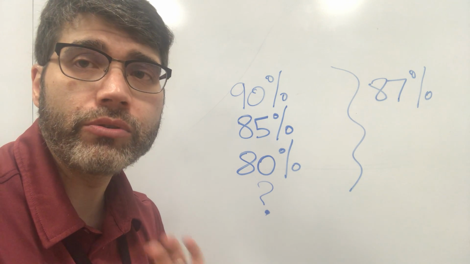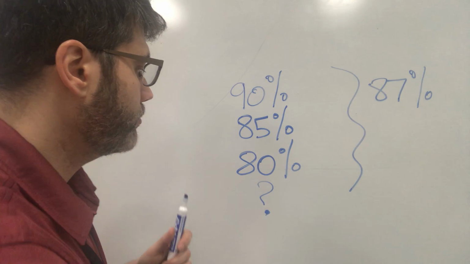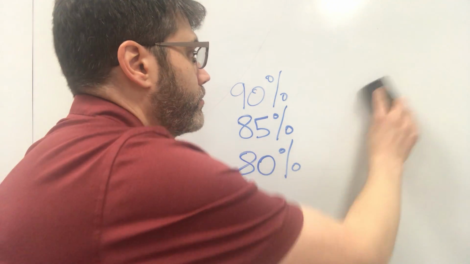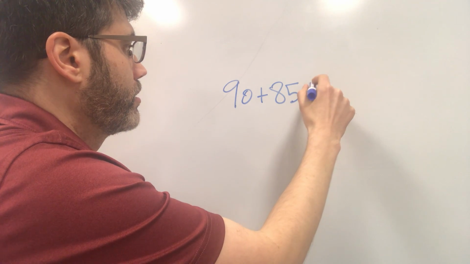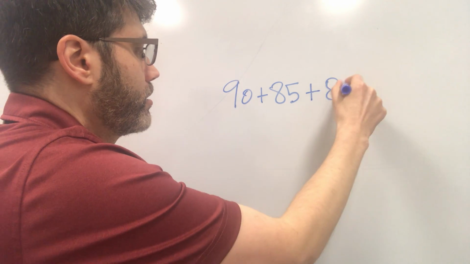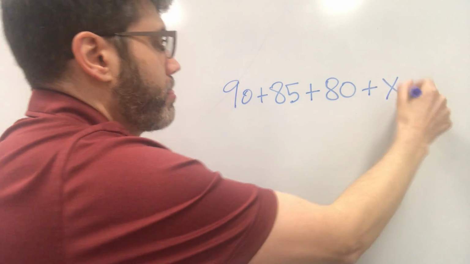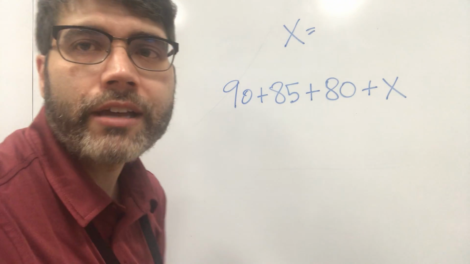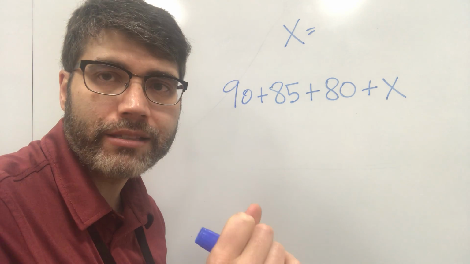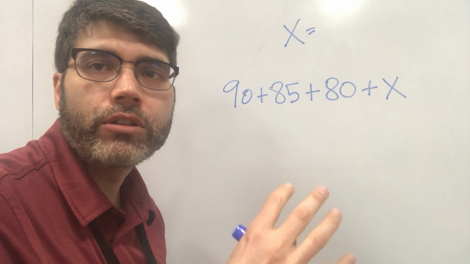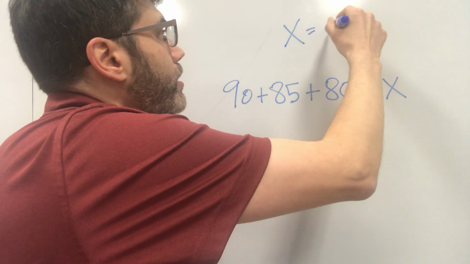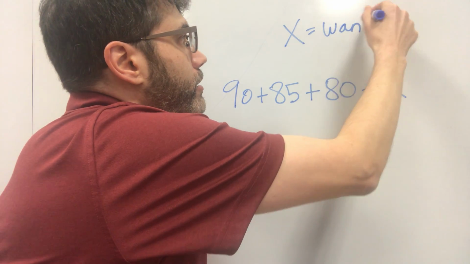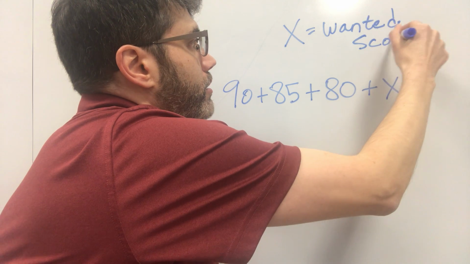This is how you do that problem. X is the score that you want to get to be able to pull your overall average up. So this is your wanted score.